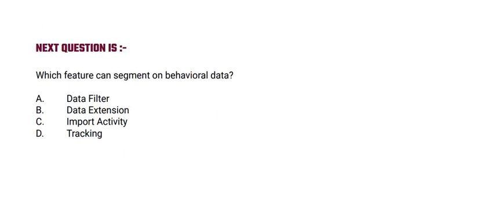Next question is: which feature can segment on behavioral data? Options are: option A, data filter; option B, data extension; option C, import activity; and option D, tracking. The correct option is option A.